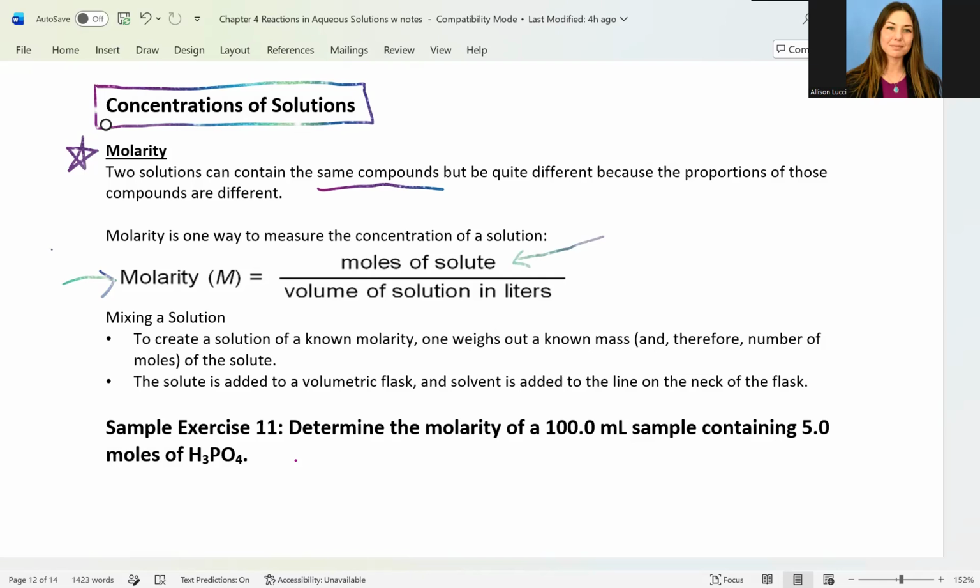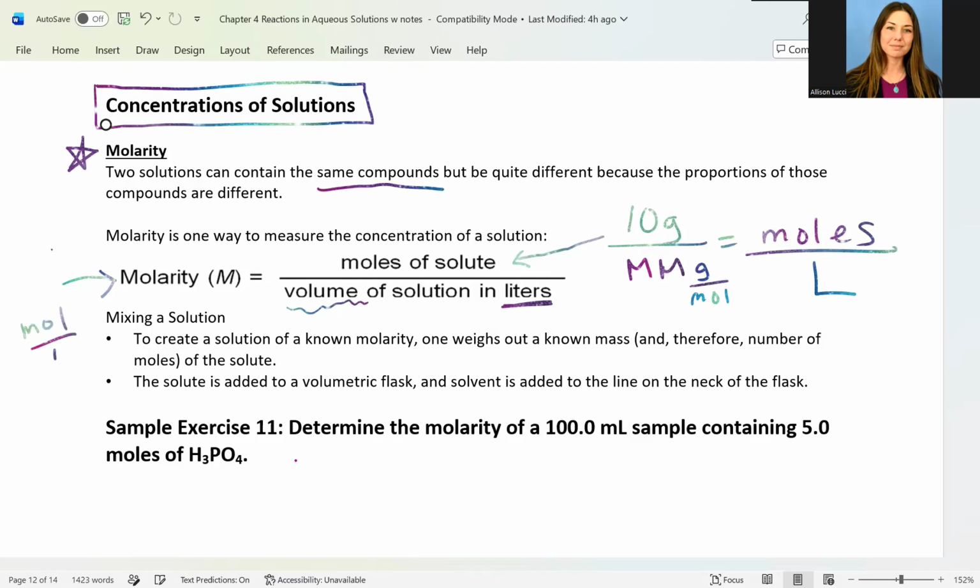So if we're given 10 grams of something, we divide by the molar mass of whatever that compound is, in the unit of grams per mole. We would end up with how many moles we have of the solute. And then we divide by the total volume of the solution in liters. So we have a unit of moles over liter, sometimes abbreviated mol over L, and we can abbreviate that even further with a capital M, like so. So this is the unit of molarity.